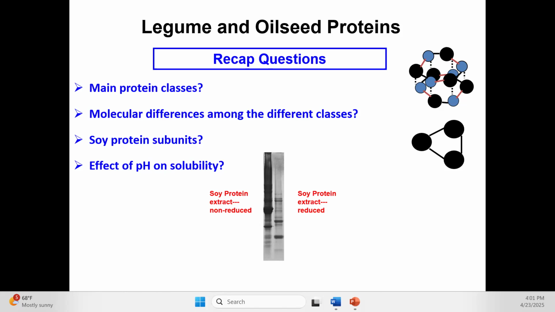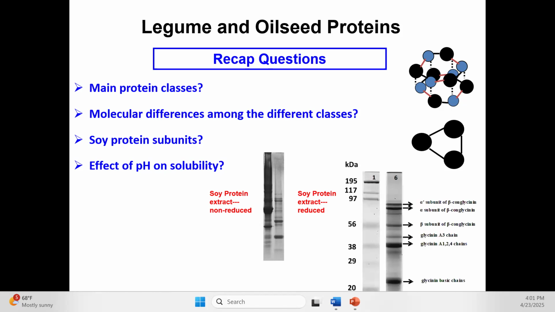What is the effect of pH on the solubility of these proteins? They are soluble mostly at what pH? Not the exact pH, but are they soluble mostly over pH 7? Over, so they're mostly soluble at alkaline pH. They can also be soluble at very low pH, like pH 2.